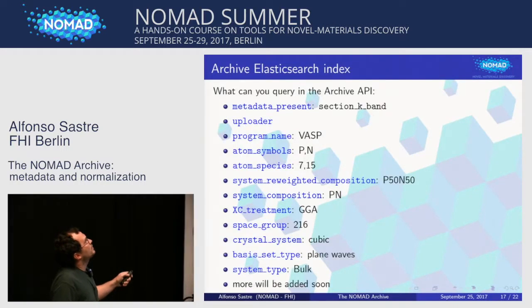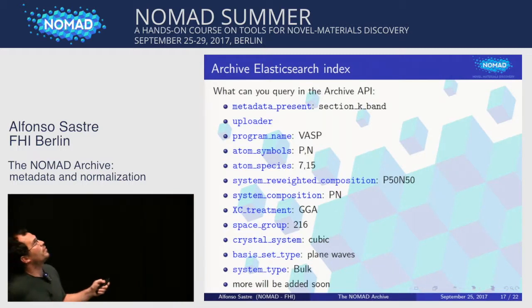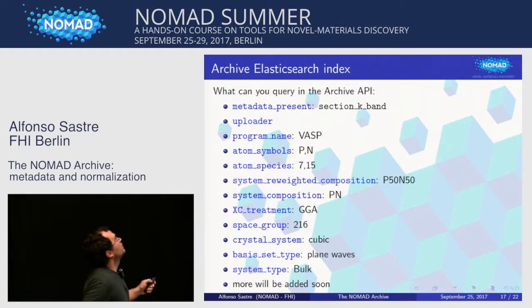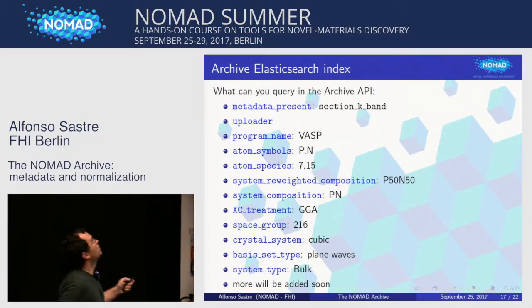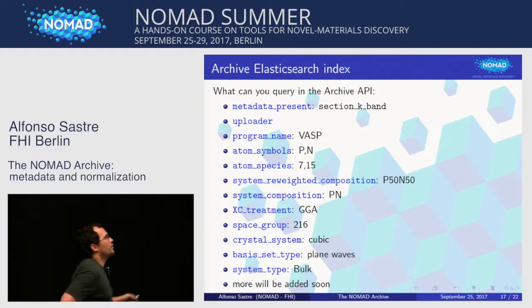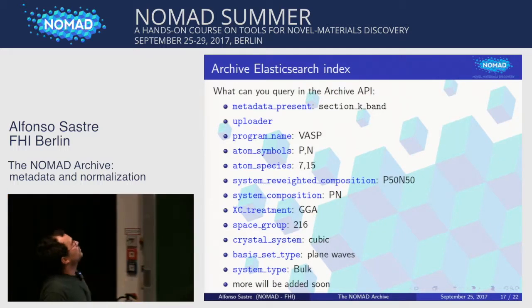Right now, our index is something like this, where you can query whatever metadata is present. So if you say, okay, I want all the calculations that contain this metadata, you can query. You can query, okay, I want all the data uploaded by this person or by this program containing this atom symbol or species or whatever of these properties. And we are adding more. Okay? So that's what we can do right now.